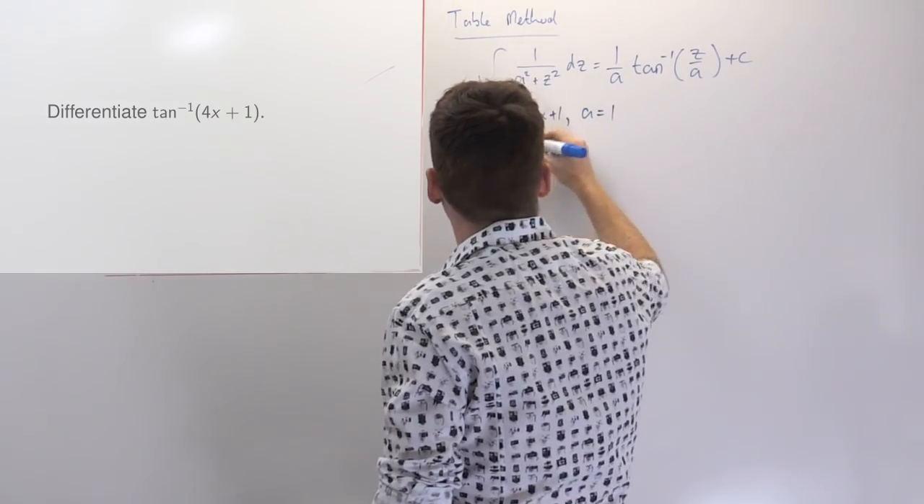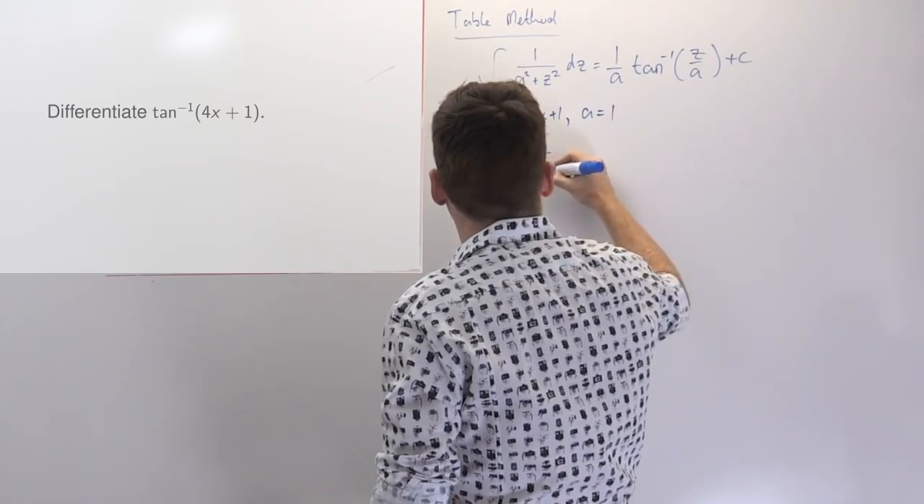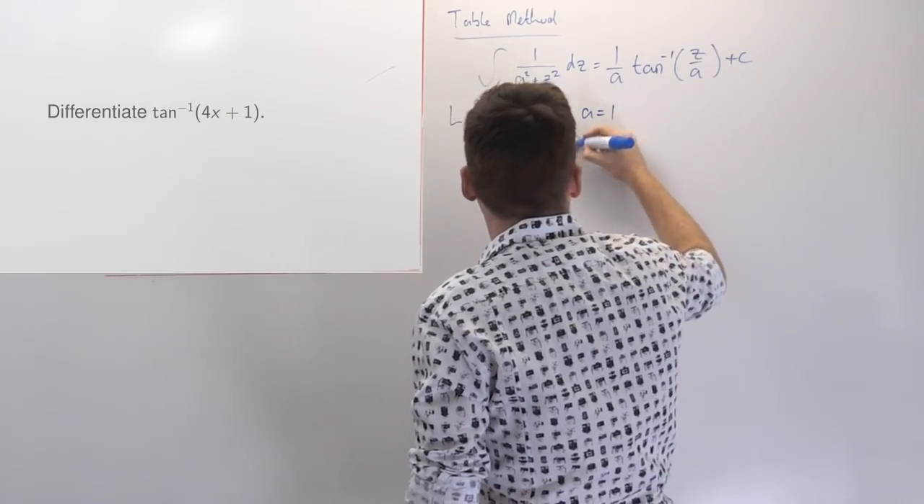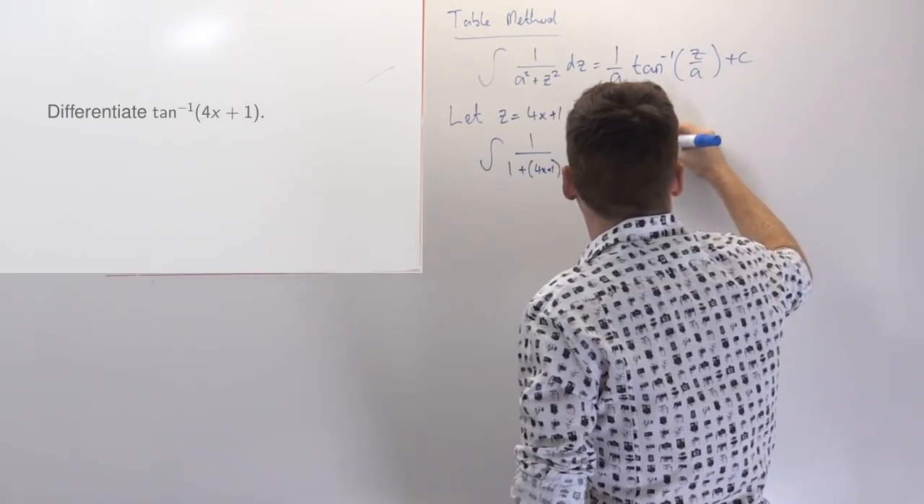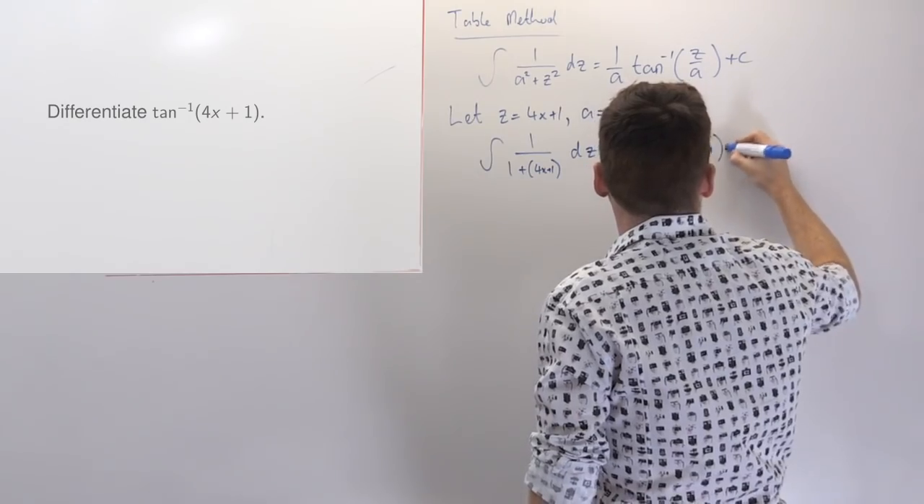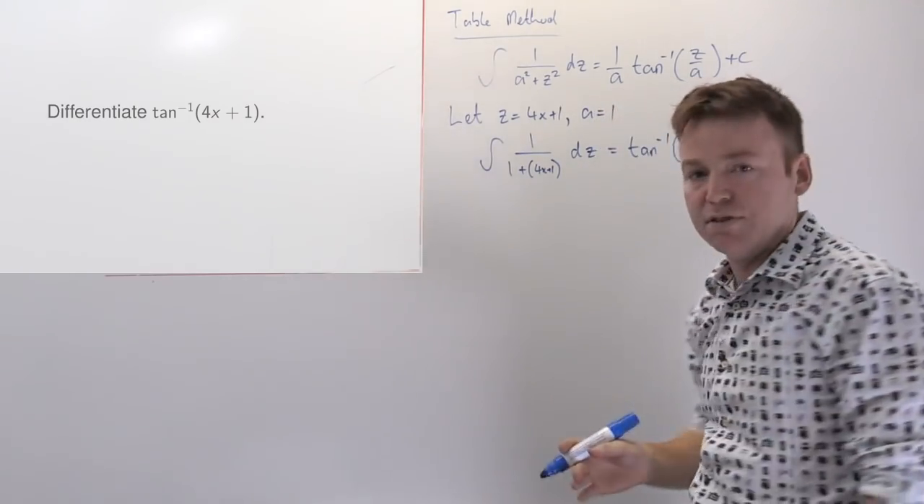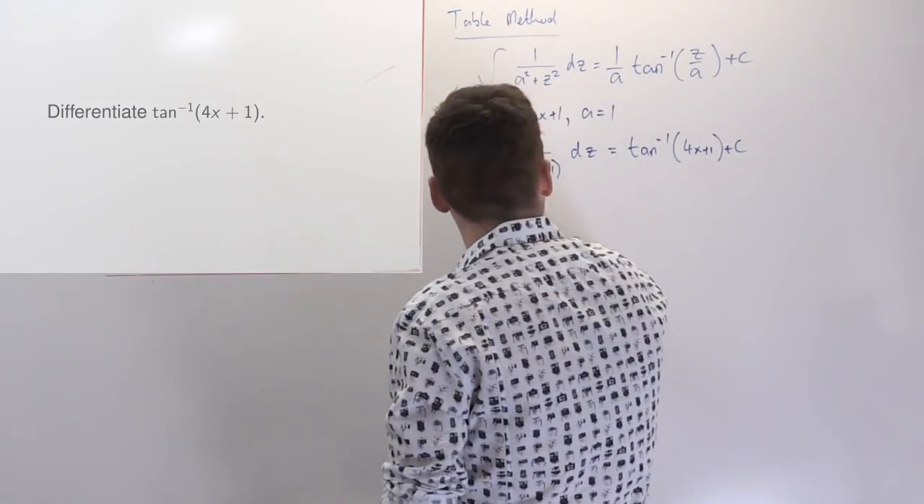Then this becomes 1 on dz. And then we can differentiate this with respect to z to deal with this. So dz.